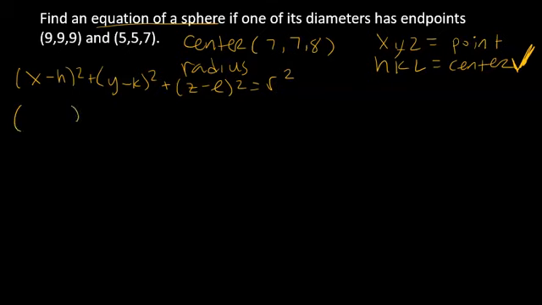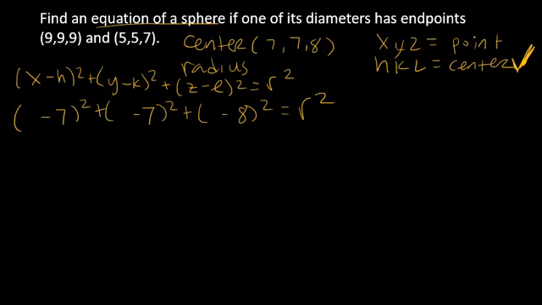Let's go ahead and fill this out a little bit so we can keep track. I just found the center, which is 7, 7, 8. So now I have x, y, z, those points, and I still have r. I need to figure out the endpoints. Which one do I use, 9, 9, 9 or 5, 5, 7? Well, the beauty is you can use any one of them. The endpoints are equal. Unless it states otherwise, it's understood that it's equally distant from the center, right?